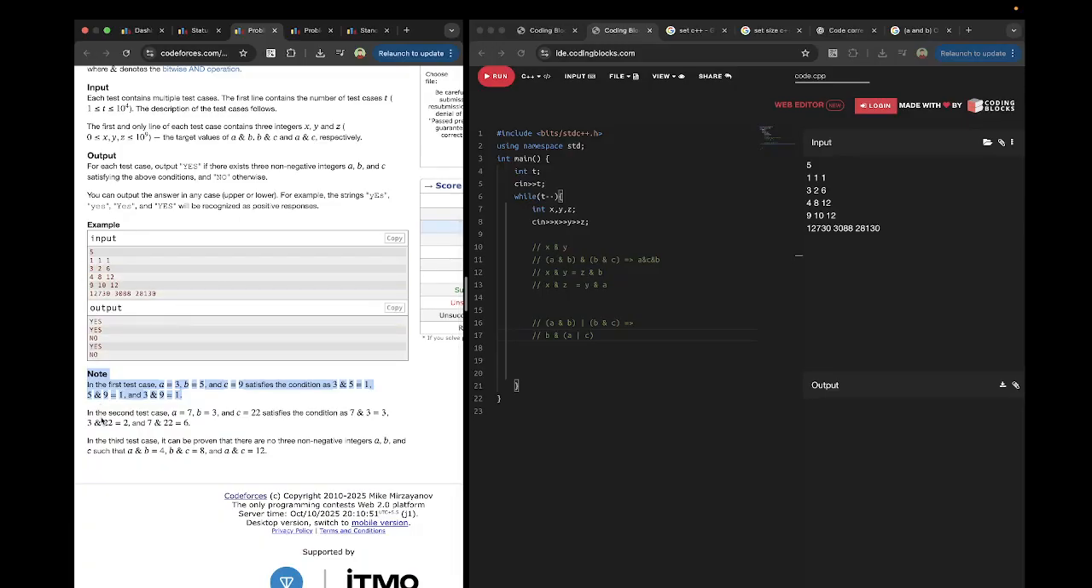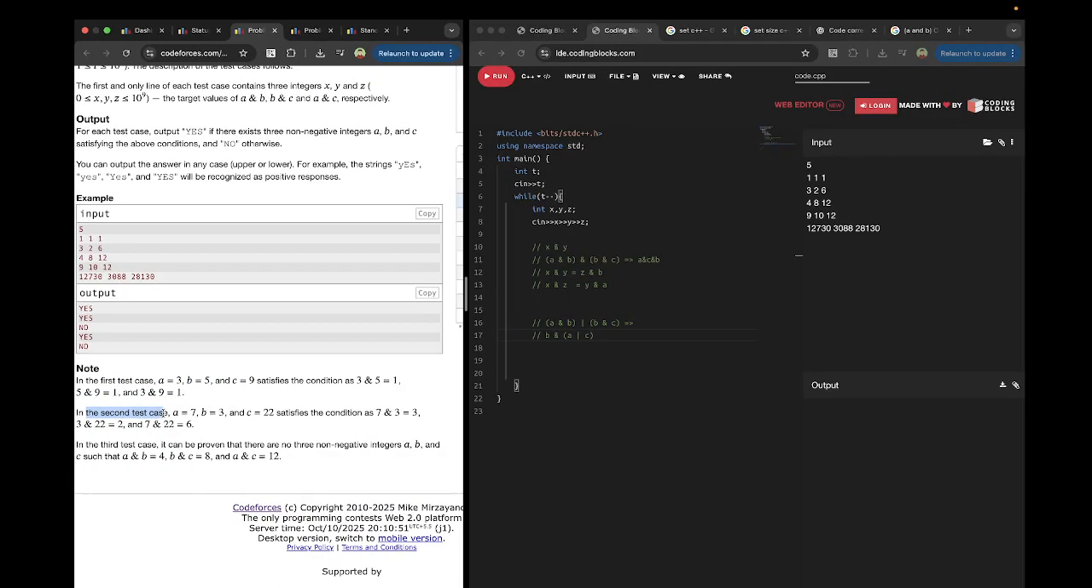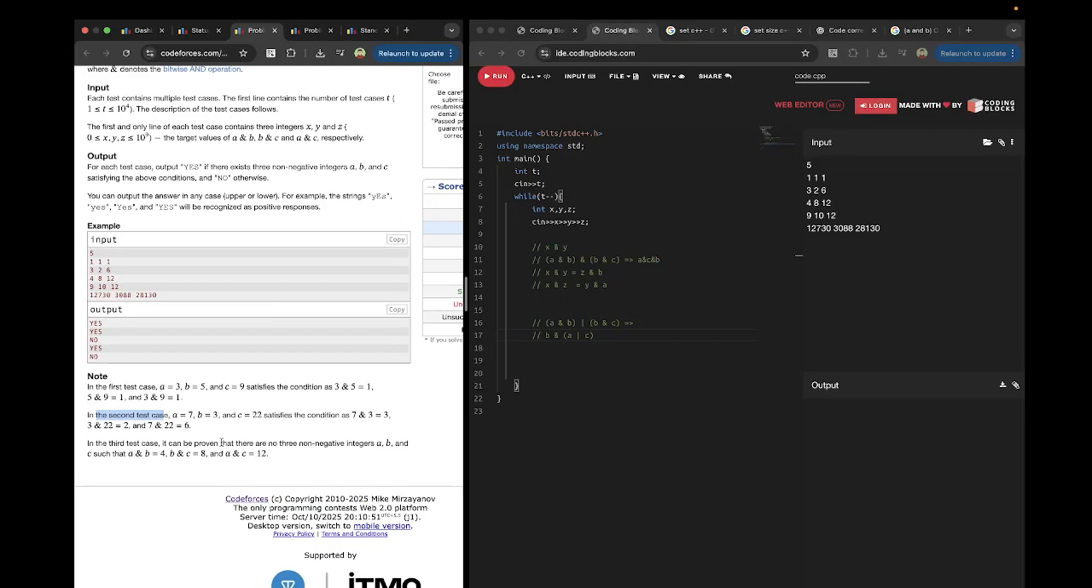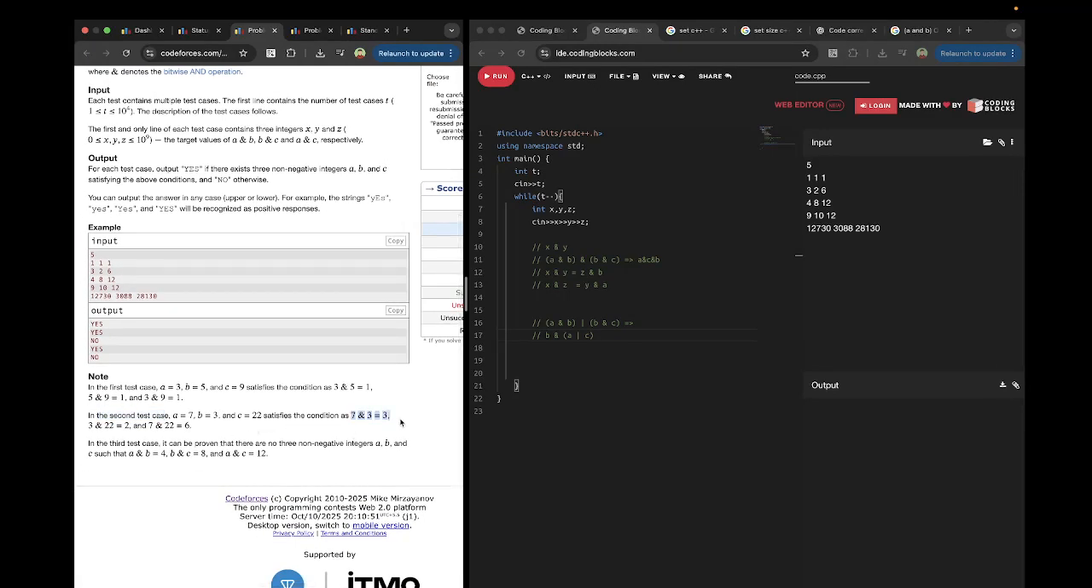Okay, let's look at another example. A is 7, B is 3, C is 22, satisfies the condition of 7 and 3. Okay, let's think of simple terms. Let's just make sure the one number is 1 1 1 1 1 and y is, let's say, 7 and 3 is equal to 3, of course.